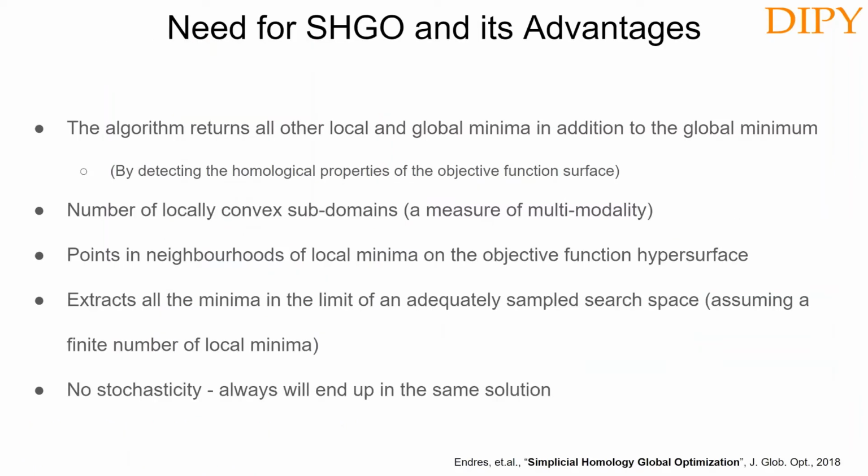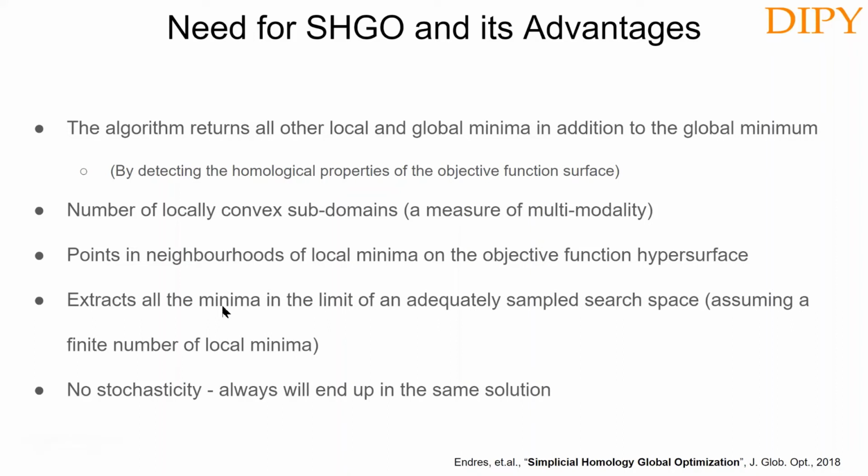The advantage that this type of optimization has is that it will return all local and global minima. It also returns the number of locally convex subdomains, which can be used as a measure of multimodality. So for instance, in this case of IVIM, where we have perfusion and diffusion, it can help understand at what point the perfusion is getting entangled with diffusion and where this degeneracy in estimation is occurring. And it also detects neighborhoods where the local minima are. It extracts all the minima.